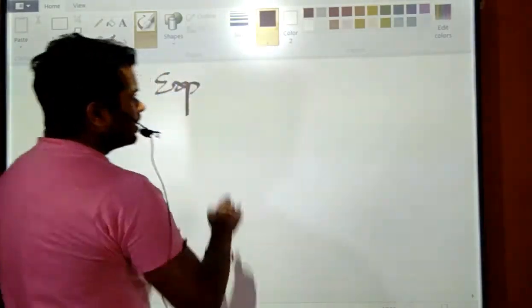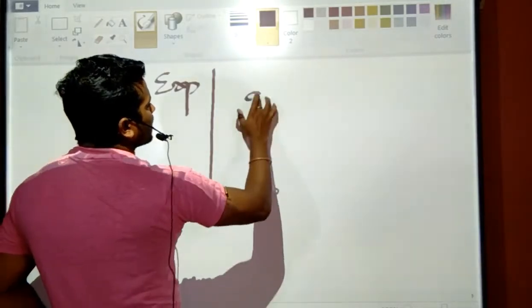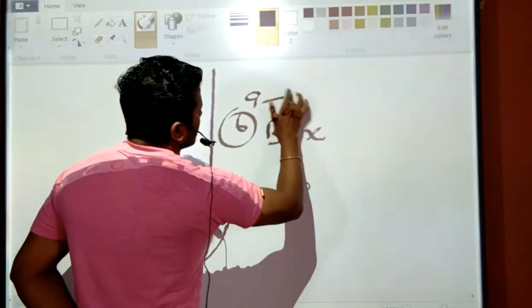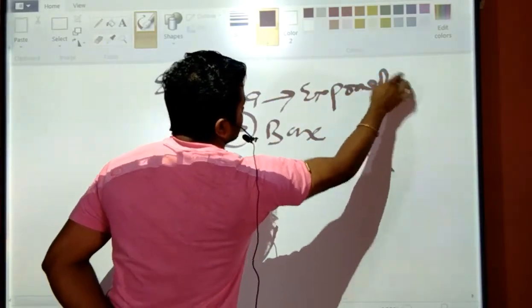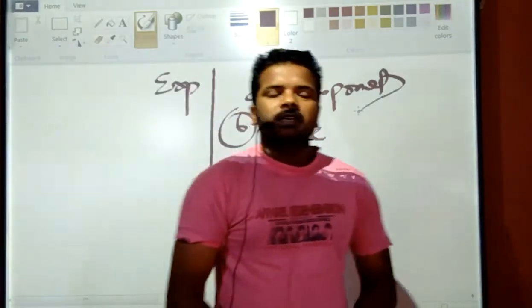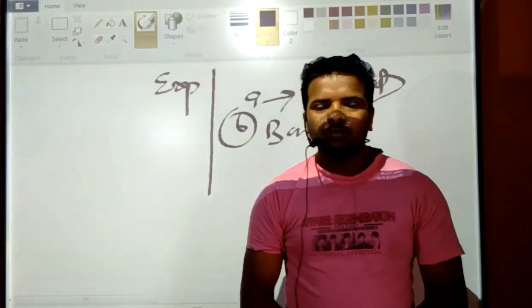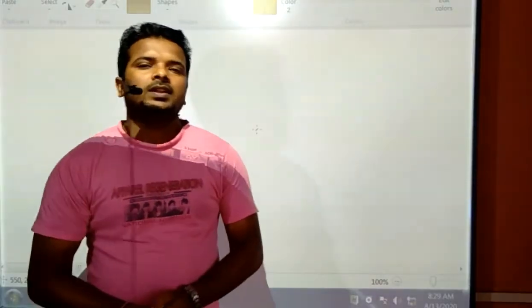I hope it is clear about the base. In 6 to the power 9, 6 is called the base and 9 is called the exponent. These are the basics that you should know before you go for the exercise.